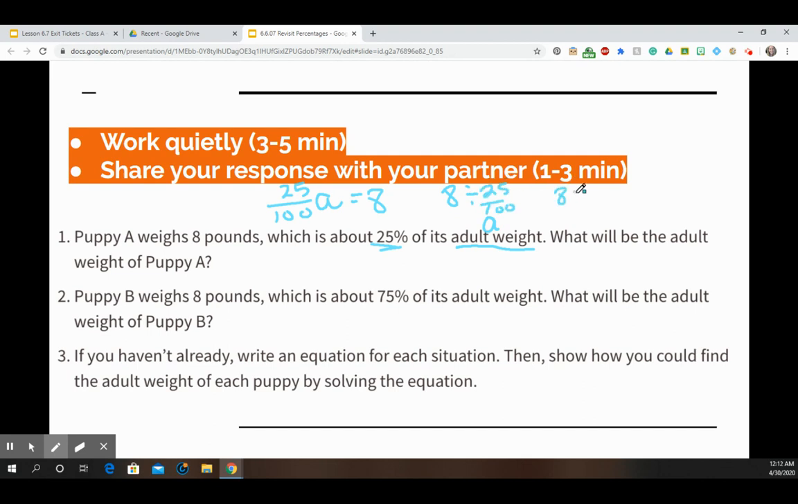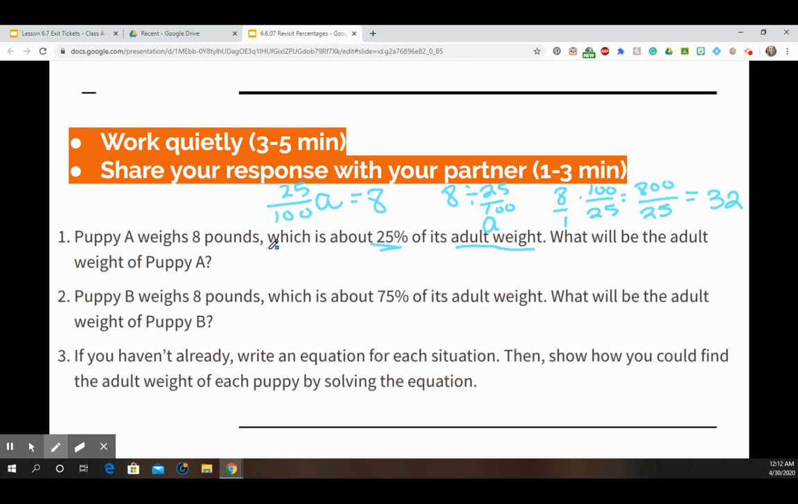Now I'm going to keep, change, flip. 8 times 100 over 25. I can't really cross cancel there. Put it over 1. 8 times 100 is 800. 1 times 25 is 25. I know that 25 can go into 100 4 times. So if I know that 25 goes into 100 4 times, I know that in 800 it would be like 8 times 4, which is 32. So I know this will divide to 32.